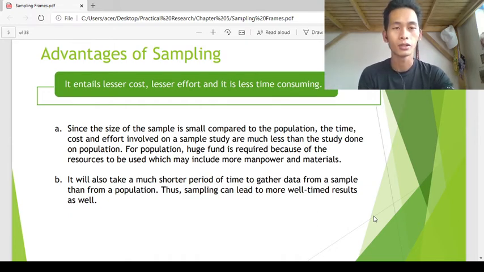It is advisable, diba, to really apply sampling for you to minimize cost, minimize your effort, and for your data gathering period to be less time consuming.